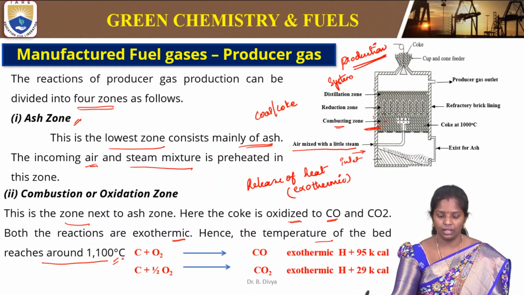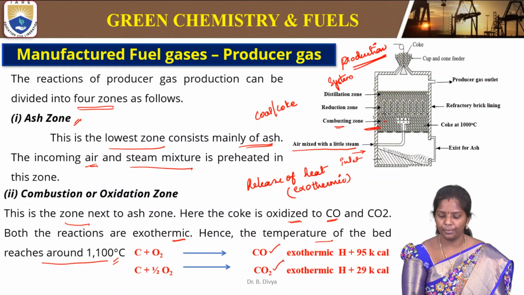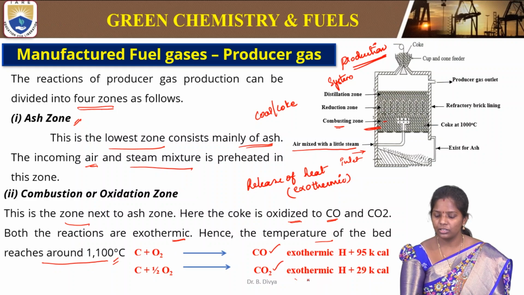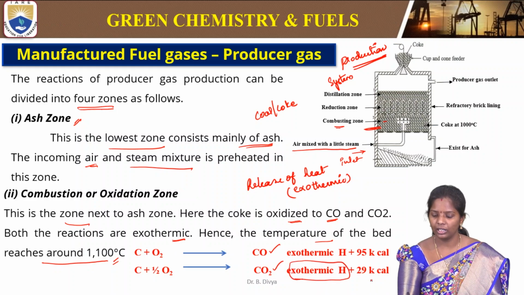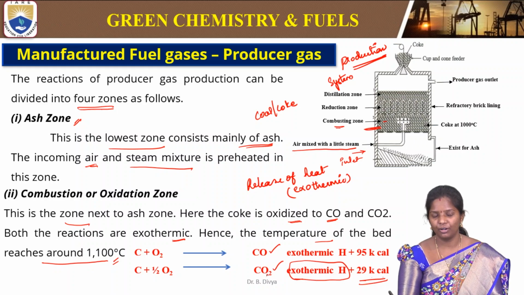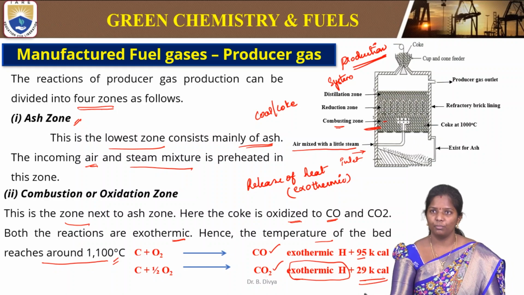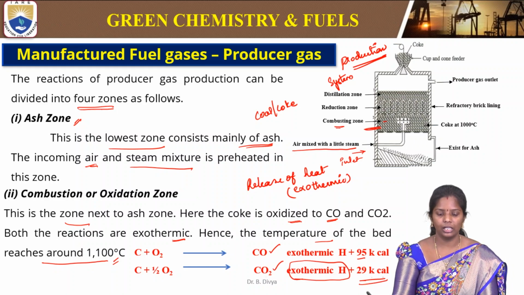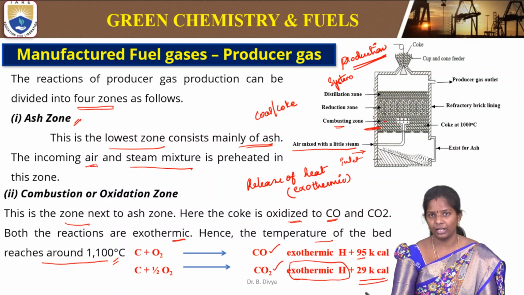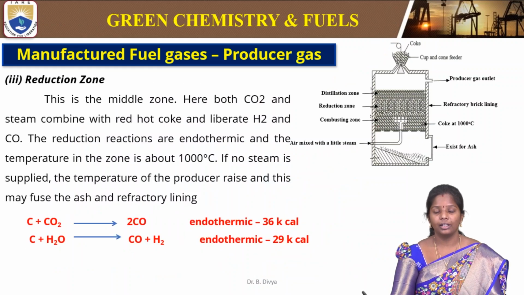Carbon, when it is oxidizing, gives carbon monoxide and carbon dioxide. This is the exothermic reaction giving rise to heat, and this is the amount of heat produced from each reaction: 29 kilocalories from carbon dioxide formation and 95 kilocalories from carbon monoxide formation. So this is how there is an exothermic reaction going on because of the combustion or oxidation process during production of producer gas.